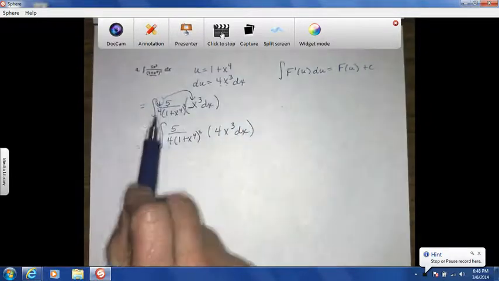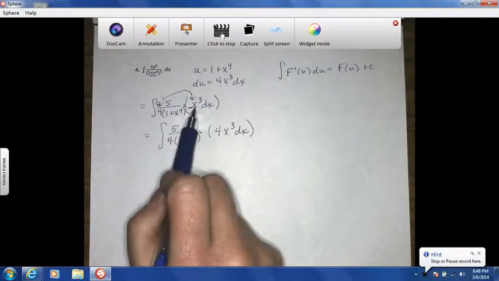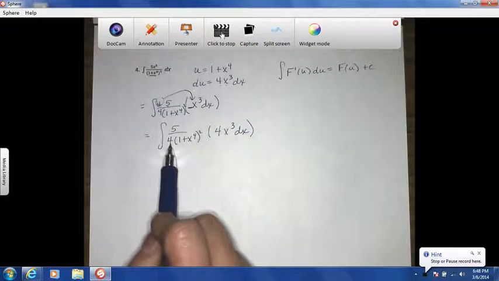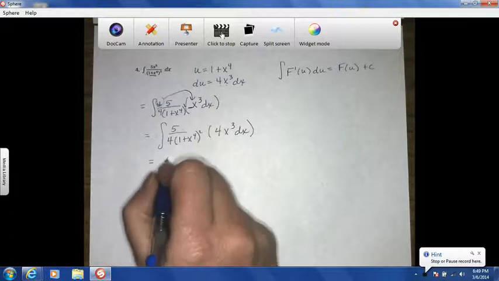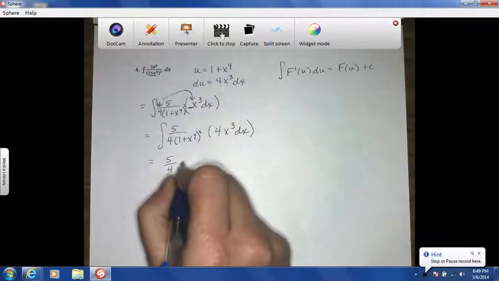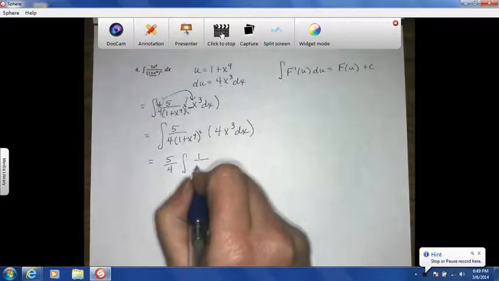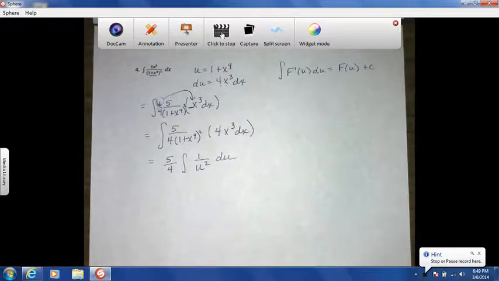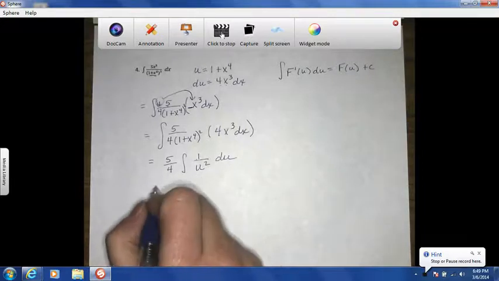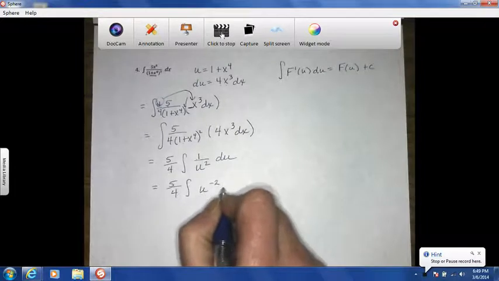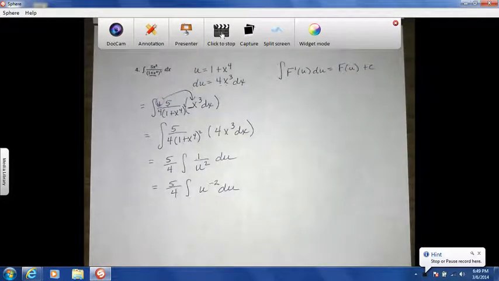So our 5 is still sitting here. The 4 we've moved over to join the rest of the pieces of the du, and the 4 is still sitting here. Now, once again, this is a constant that we can move across the integral, so we can factor that out and say 5/4 times the integral of, this is going to be 1 over u squared times du. Now, the best way for us to handle a variable that's down in the denominator is to rewrite it with a negative exponent. So we're going to say that this is u to the negative 2nd du, and then use our power rule from there.